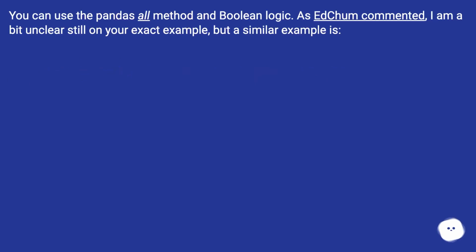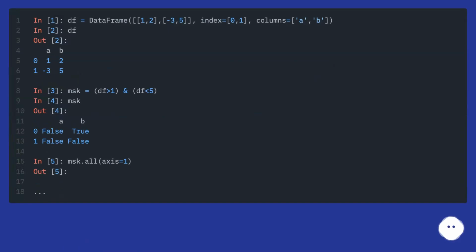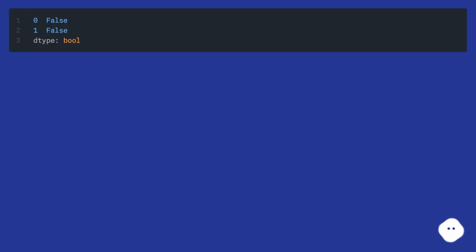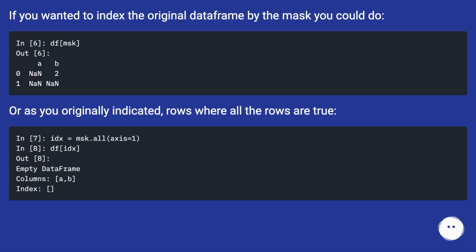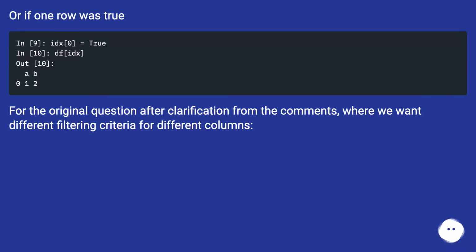You can use the Pandas all method and Boolean logic. As Edgem commented, I am a bit unclear still on your exact example, but a similar example is. If you wanted to index the original data frame by the mask, you could do, or as you originally indicated, rows where all the rows are true. Or if one row was true.